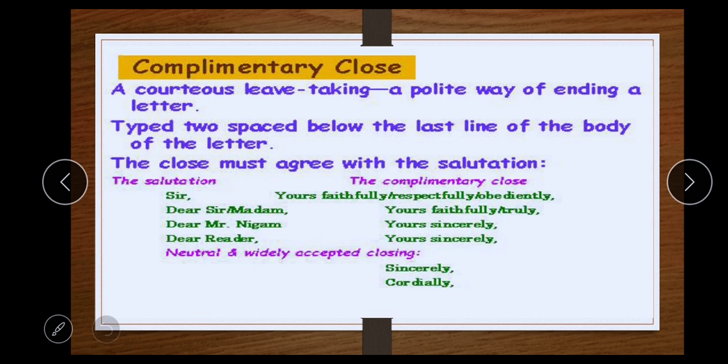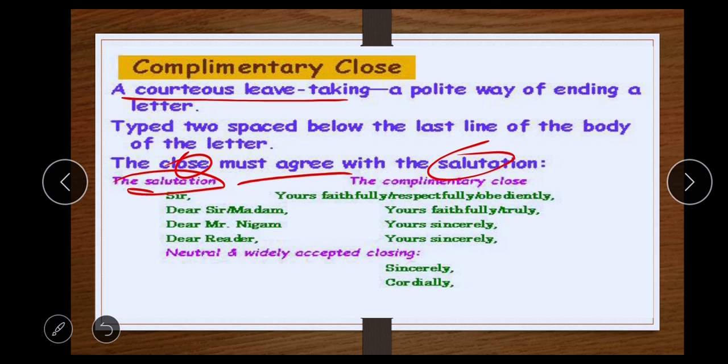Then the complementary clause. Keep in mind that the salutation and complementary clause are interdependent. So what is the complementary clause? It is a courteous, cautious leave-taking, a polite way of ending a letter, typed two spaces below the last line of the body of the letter. The clause must agree with the salutation, which means whatever you mention in the salutation, accordingly we should mention the complementary clause.